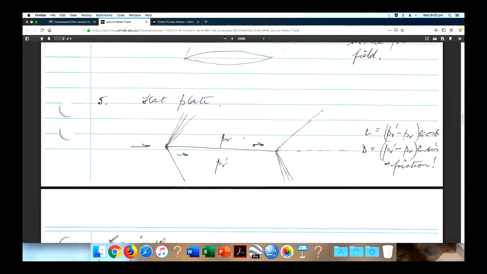So here it is. This flow is parallel to the surface, and this pressure is higher than this pressure because it's been through a shock, and this pressure is lower than the pressure upstream because it's been through an expansion. So there's a net force perpendicular to the plate, even if it's infinitesimally thin.